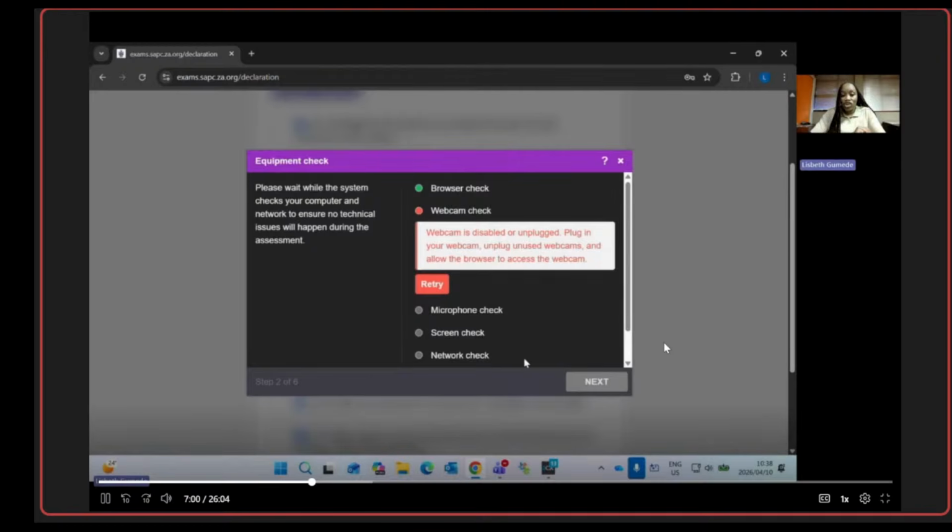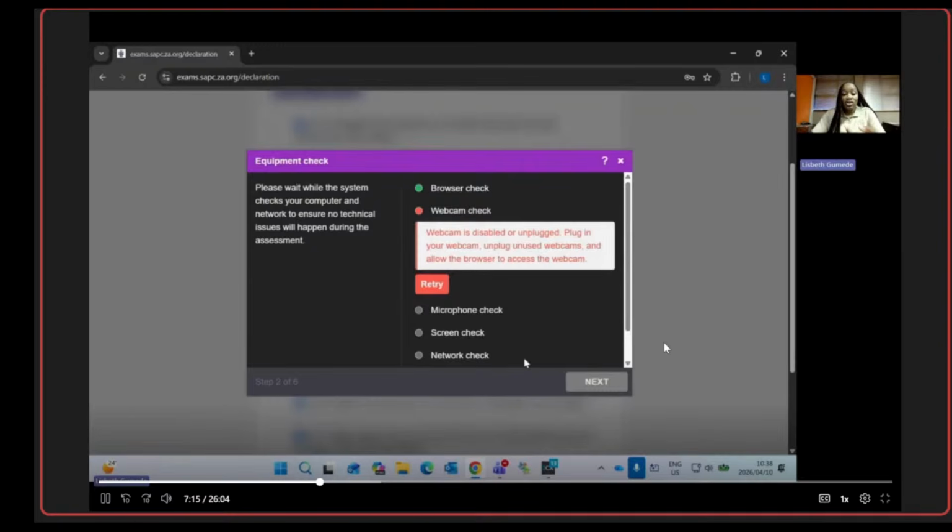It will do a webcam check. The webcam check is to check that your camera is on and not connected to anything else. So as you can see, my webcam check failed. The reason being, I am using it on Teams to record this session.